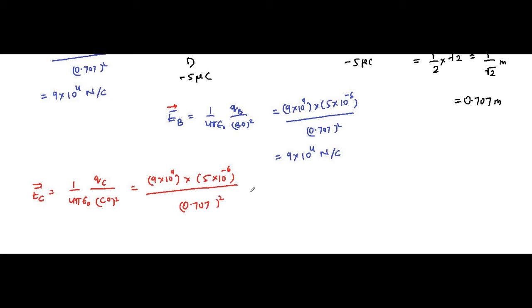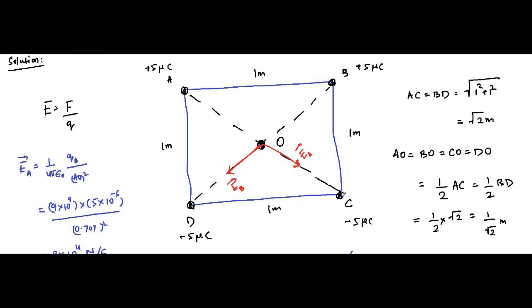0.707 whole square. It is 9 into 10 to the power 4 Newton per coulomb. Since it is a negative charge, the electric field will be directed towards it, and it will be in the same direction as the EA vector. The same vector which represents the EA vector also represents the EC vector. EA vector and EC vector are equal. Their magnitude is equal, their direction is also equal. They are directed in the same direction.